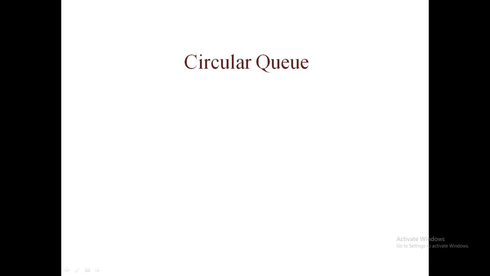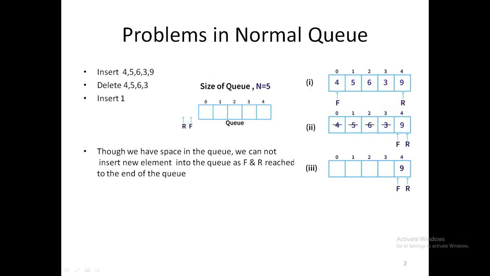Circular queue. So a normal queue is where we are inserting an element through one end and deleting the element from the other end.